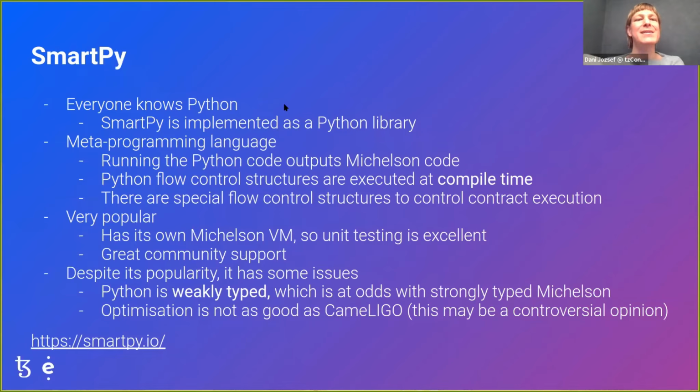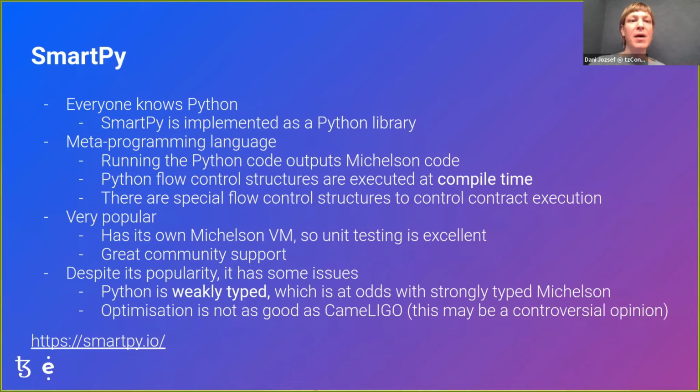Okay, SmartPy. SmartPy is probably the most popular smart contract language currently on Tezos, which it probably owes to the fact that everyone knows Python these days. SmartPy is implemented as a Python library, so it's not a separate tool. It's something you include in your Python code.